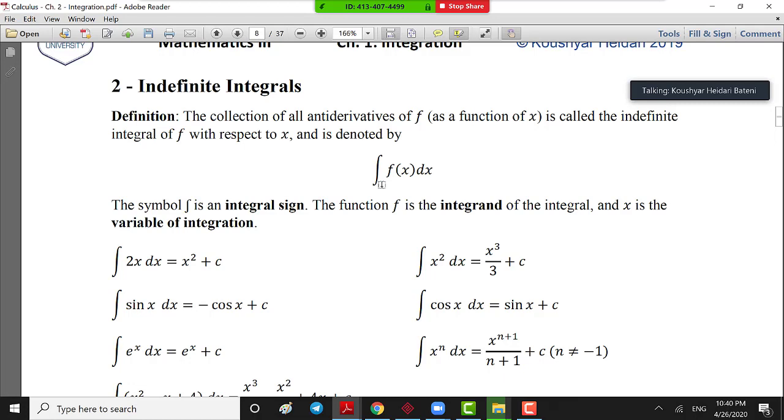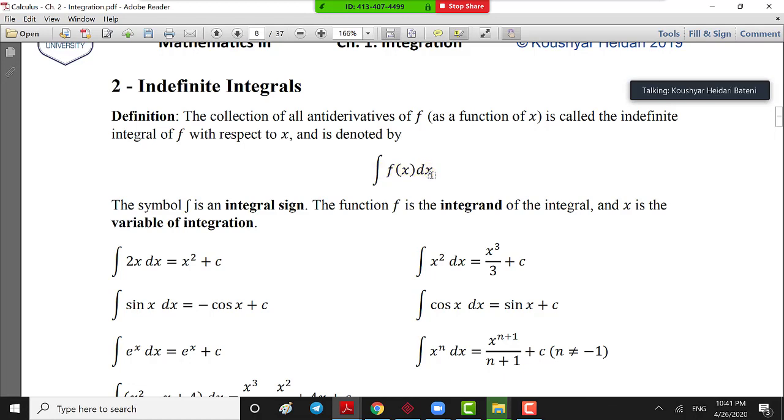Why do we call it the indefinite integral? Because the limits of integration are not defined. That is why we used to call it the indefinite integral. But now, having the knowledge of antiderivatives, we can have a more formal definition of indefinite integrals. We define indefinite integrals as the collection of all antiderivatives of f as a function of x, right? So the collection of all antiderivatives for a function f is called the integral of f with respect to x and is denoted by this.